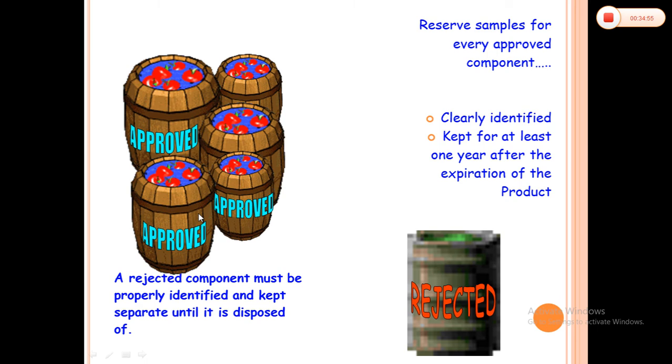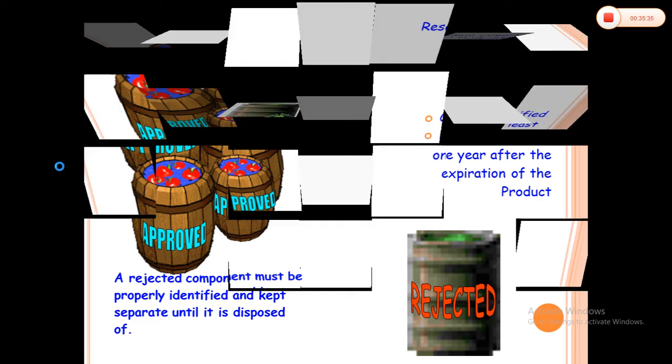So here, as I have said, during the procurement process, the materials are tested for the specifications, and on the basis of that these particular materials are rejected or approved. Only approved material is used for the production process, and rejected components must be properly identified and kept separate until they are disposed of. Approved product must be clearly identified and kept for at least 1 year after the expiration of the product. Final product as a sample for every approved component, you have to maintain for at least 1 year after the expiration of the product also.